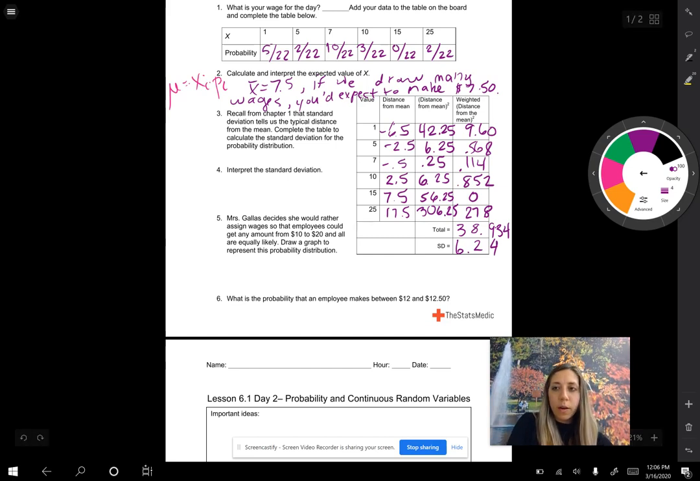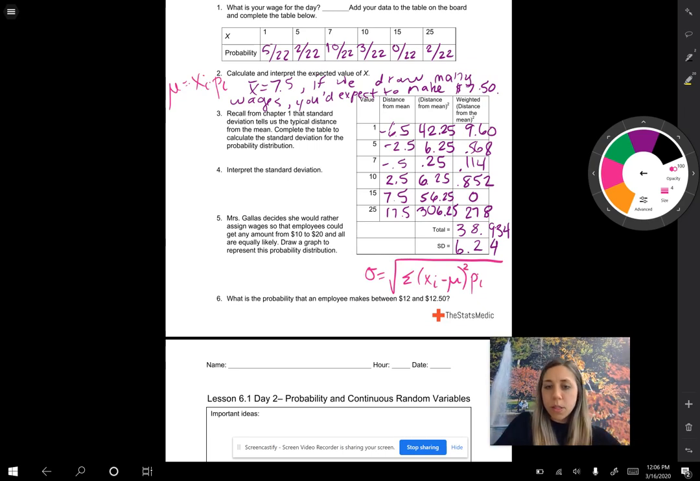So if you were wondering what that formula would be, the standard deviation equals the square root of the sum of all your x sub i minus the mean, squared, times their probability. And then you add them all up. So you square root it, remember, to get the standard deviation instead of having that variance.